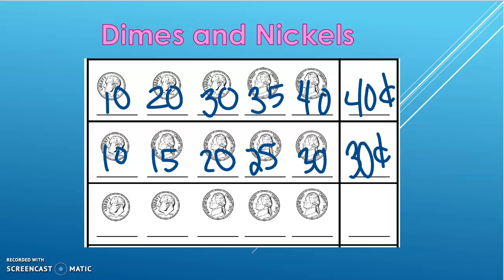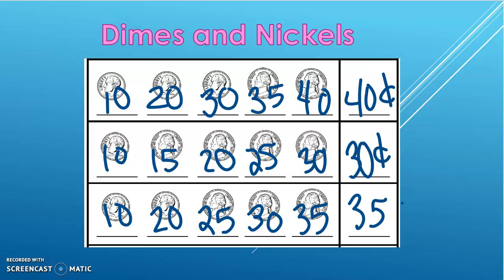Now we're going to count. You can see size does not matter. Those dimes are definitely smaller than our nickels. We're going to be counting by tens and then switch to counting by fives when we get to our nickels. So we have 10 plus 10 more is 20, plus 5 more is 25, plus 5 more is 30, and 5 more is 35. So we have 35 cents.